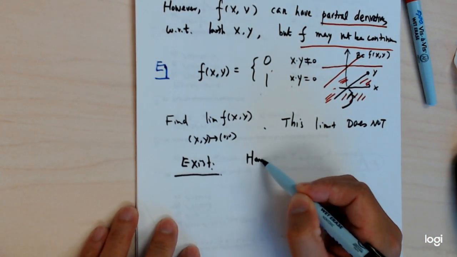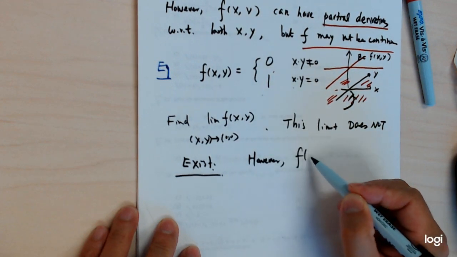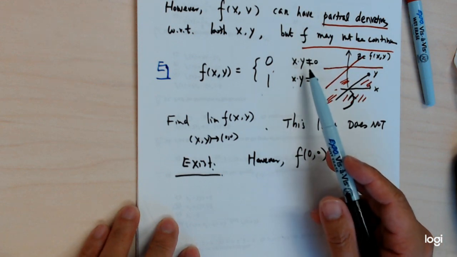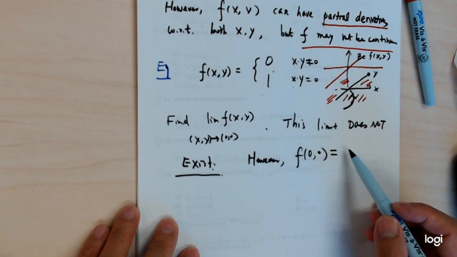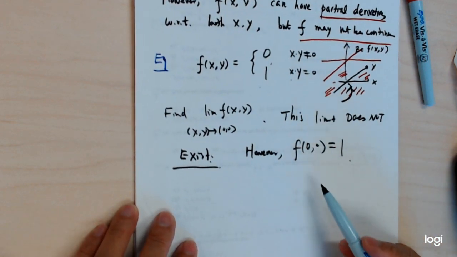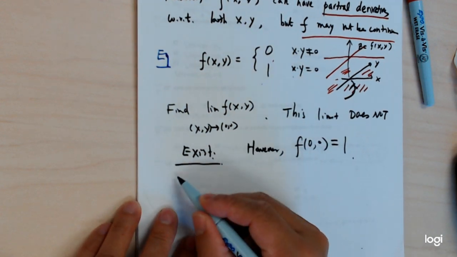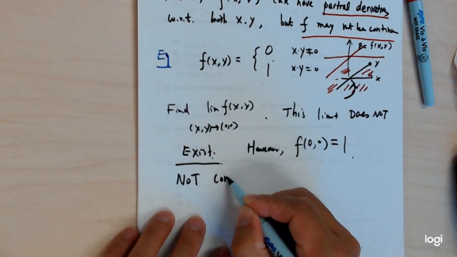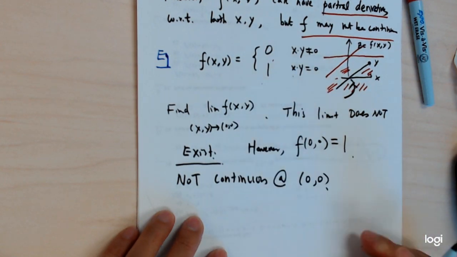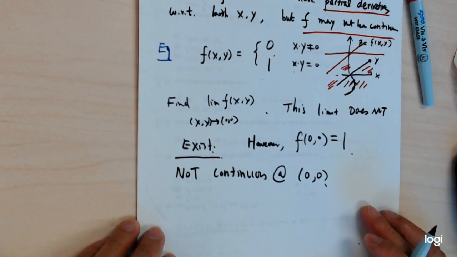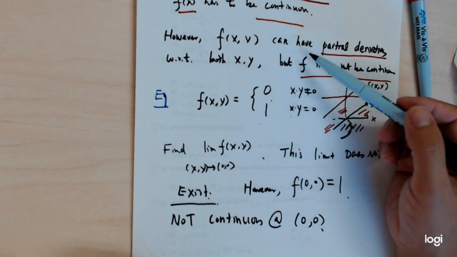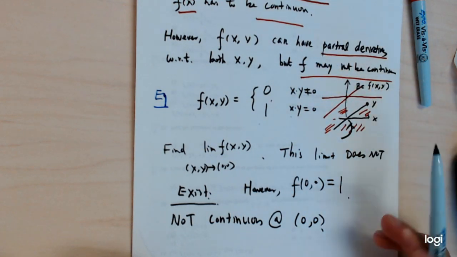However, the function's value at 0, 0, that is when x is 0 and y is also 0, is actually 1. And they don't match. That's why we say this function is not continuous at the origin. However, I want to show you that this function that we presented will have partial derivatives at the origin.